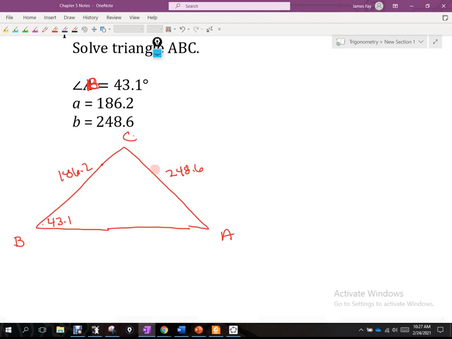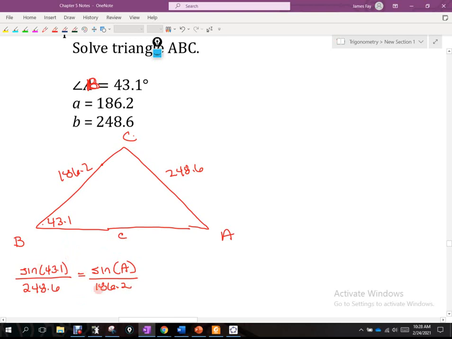All right, so here we go. Again, at the onset, I'm going to set up sine of 43.1 over 248.6 equals sine of A over 186.2. It's also equal to sine of C over C, but I don't know either of those things, right? So I ignore that ratio. Is everybody okay with that? That's really the trigonometry.